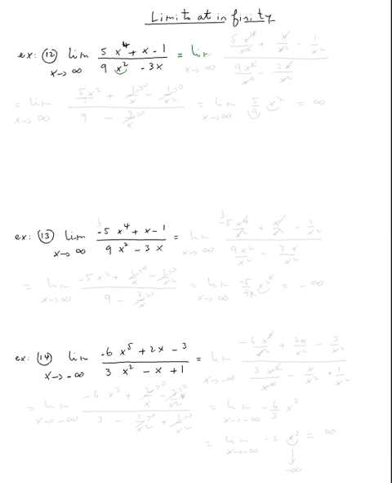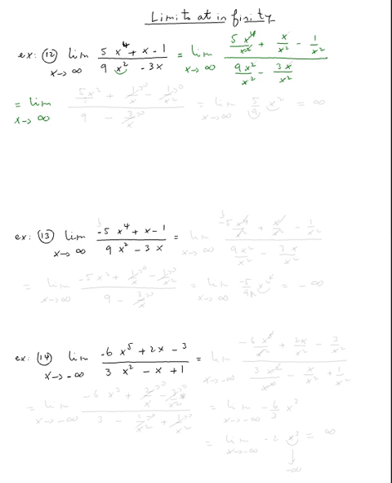So this is the limit of 5x⁴ divided by x squared plus x divided by x squared minus 1 divided by x squared, over 9x squared over x squared minus 3x over x squared, as x approaches positive infinity. Same thing, we need to simplify. If we do that, we'll get the limit as x approaches infinity.